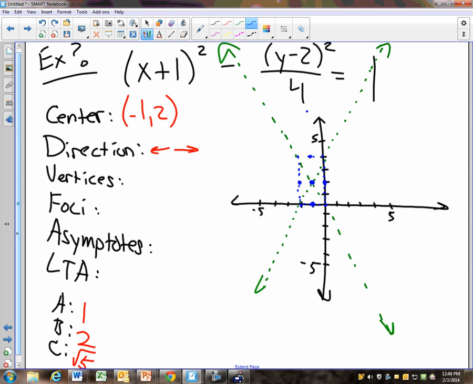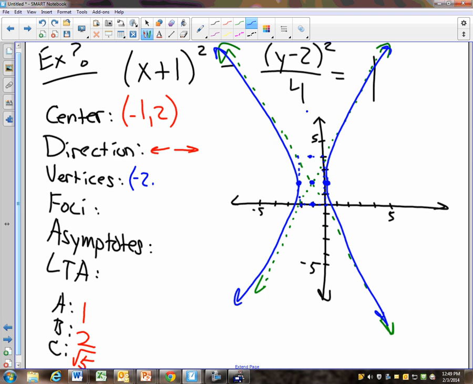Vertices on the top and bottom, or right and left? Right and left. So you tell me what is the location of my vertices? Yep, -2, 2. Heard that. And 0, 2.